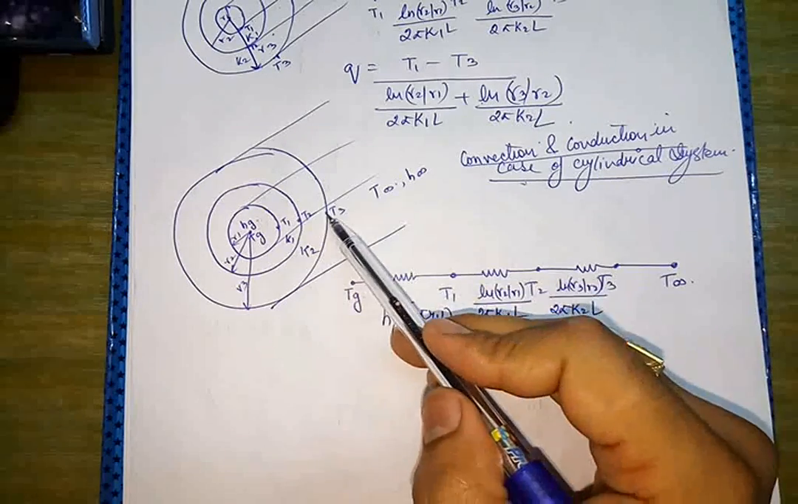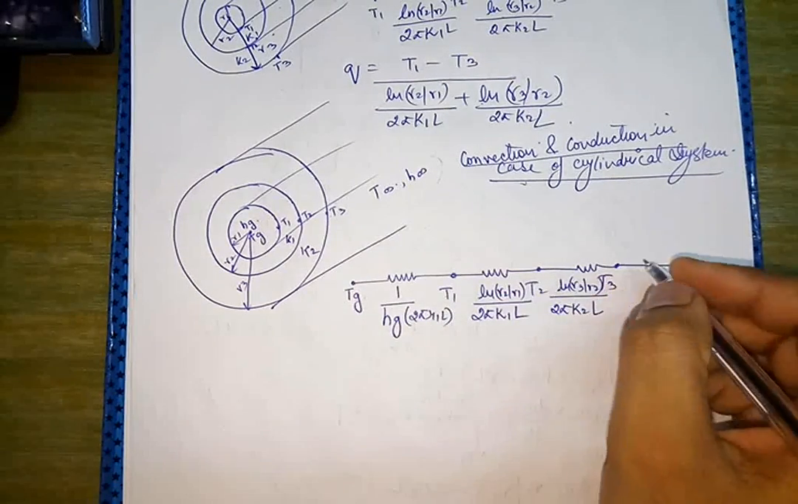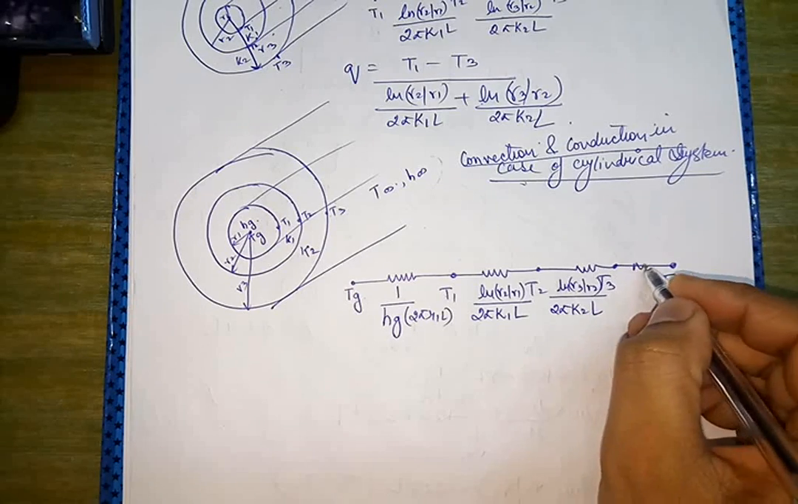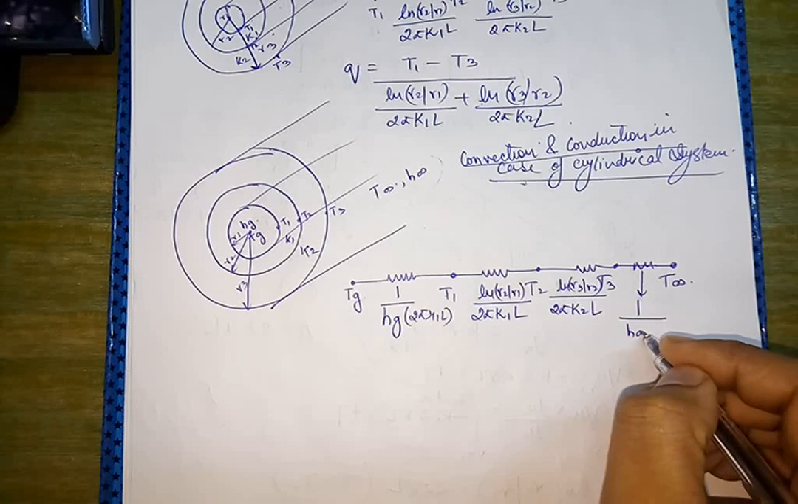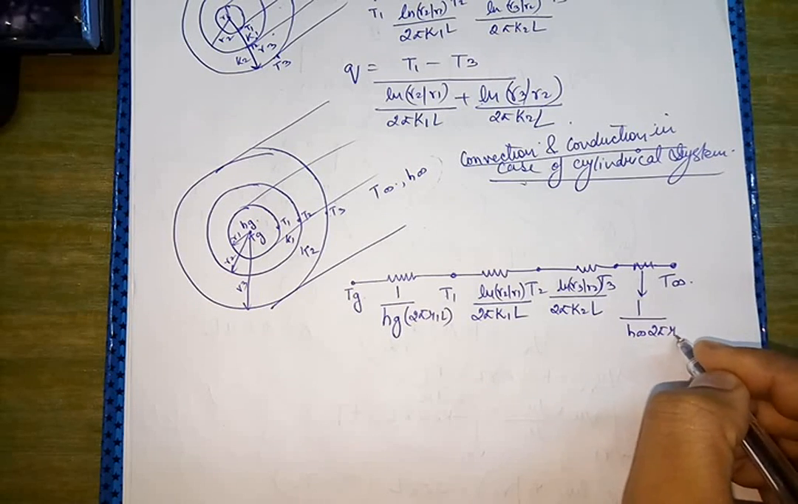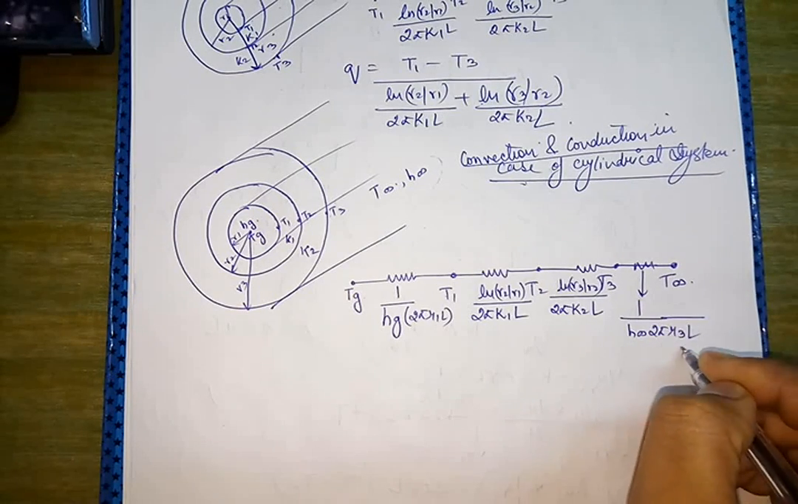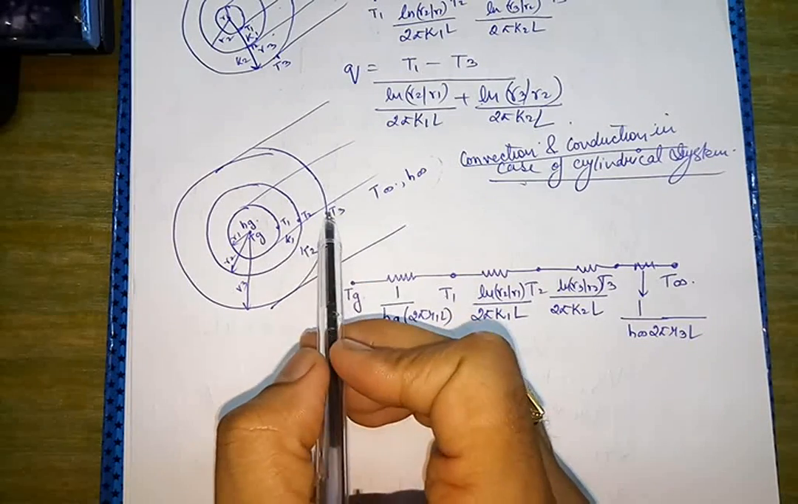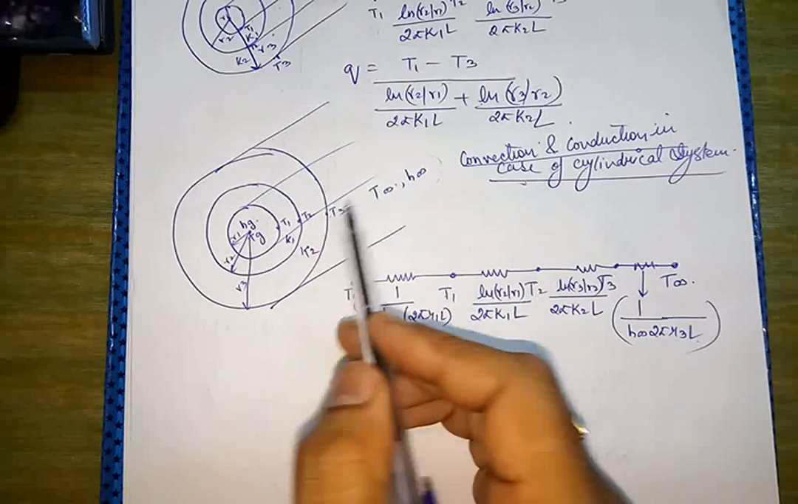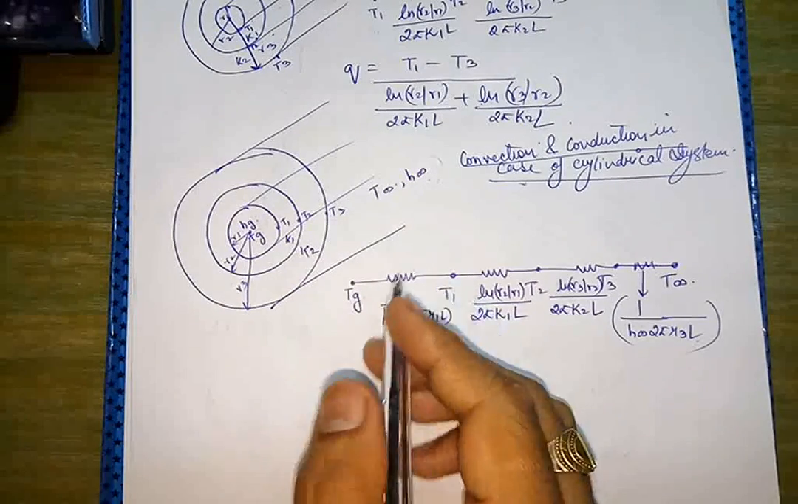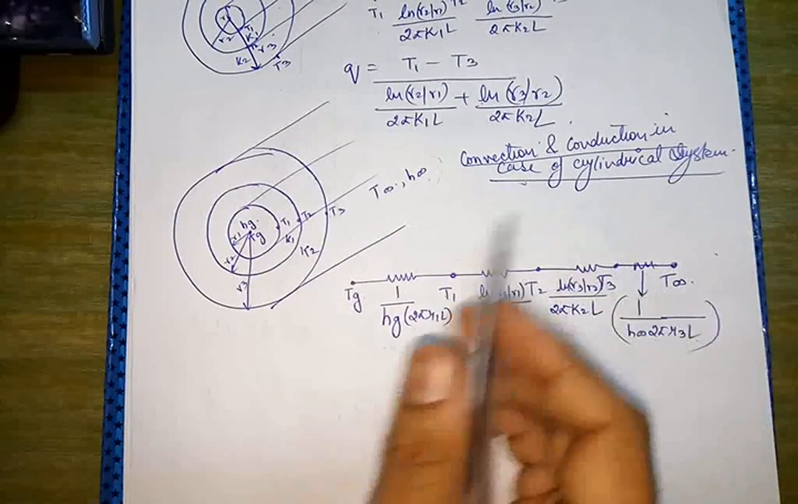Now between T3 and T infinity we have convection, so we will write down the convection resistance for this, and that will be 1 upon H infinity 2 pi R3 L. Now we will have R3, we will not have R2, because that is the outermost radius and the convection is taking place between T3 and infinity. Okay, so this is actually the circuit diagram.